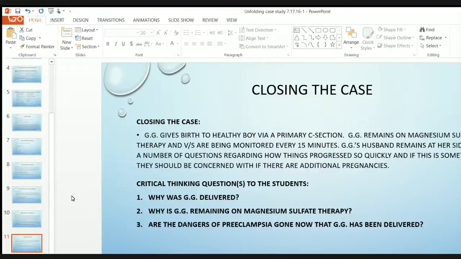When we look at it, why is she remaining on the magnesium sulfate? It becomes a little tricky if we look at it and we think that delivery is the ultimate cure or treatment, but the risk for her still progressing to eclampsia is still very present after delivery. It takes the body a couple weeks to adjust. But typically after those couple weeks, that is when she would be out of the woods for developing eclampsia. And of course, with that, it rolls into question 3: are the dangers of preeclampsia gone now that she's been delivered? They're not completely gone, because again, there is that adjustment period for the body.